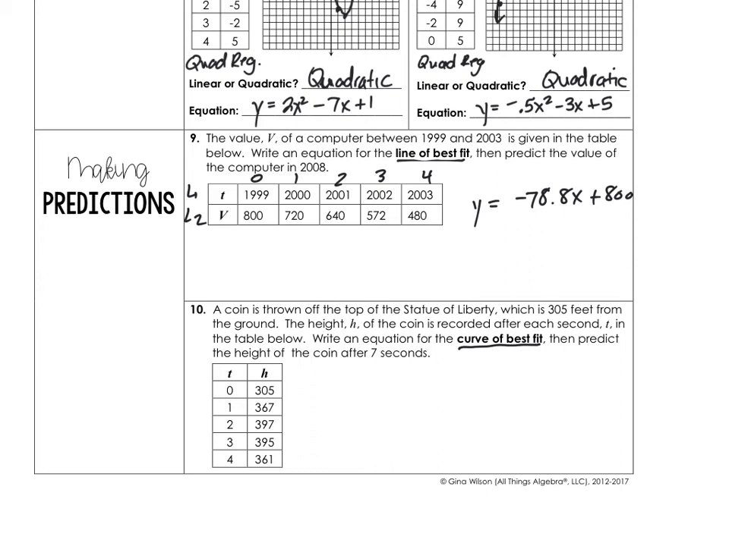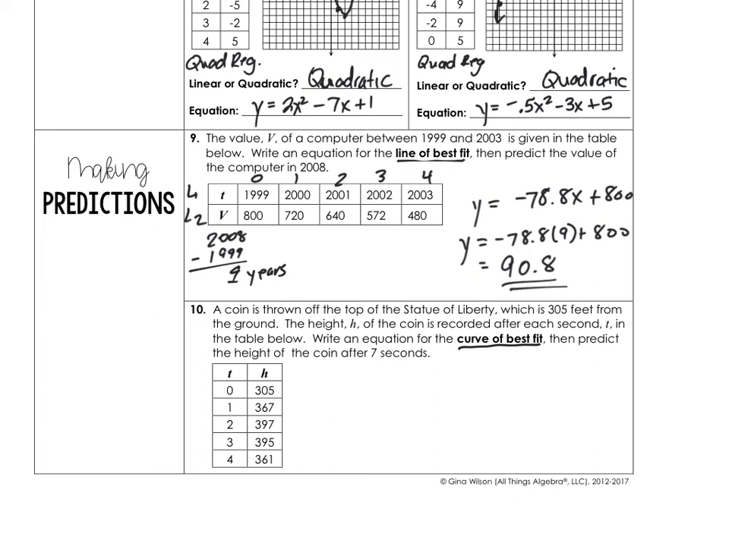It says predict the value of the computer in 2008. Well, 2008 minus 1999 is 9 years. So 9 is the value that we're going to substitute in for x. Y equals negative 78.8 times 9 plus 800. Negative 78.8 times 9 plus 800 equals 90.8.